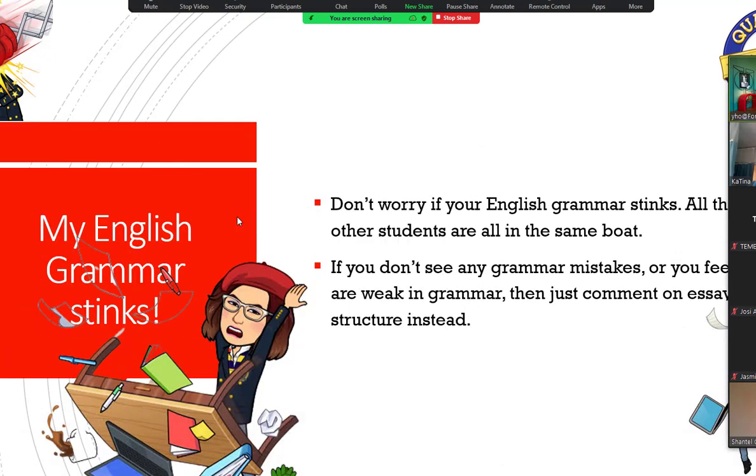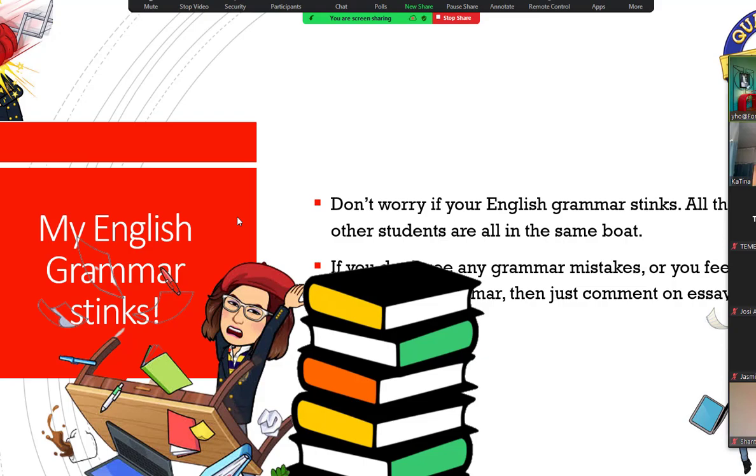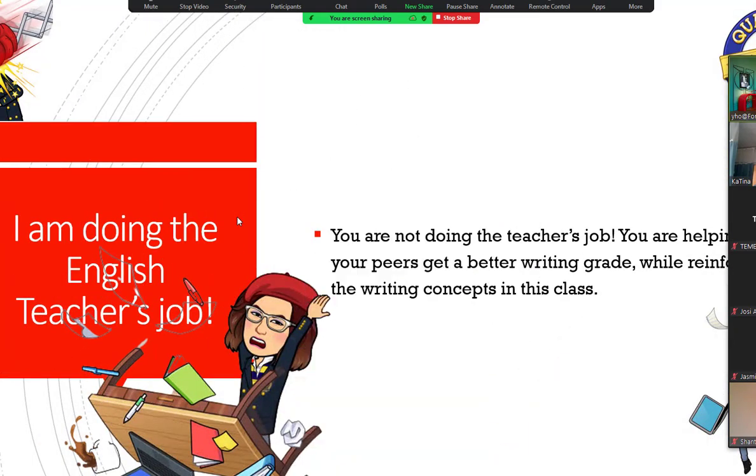Another misconception is, my English grammar stinks. So don't worry if your English grammar stinks. All the other students are in the same boat. They just simply don't tell you that. They think it. A lot of people think it. So if you don't see any grammar mistakes or you feel you are weak in grammar, just comment on the essay structure instead.